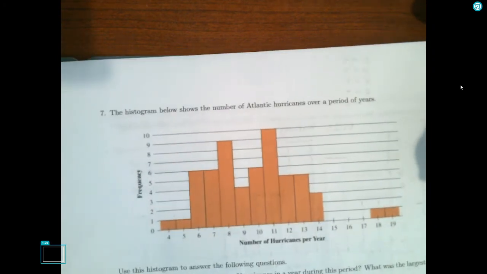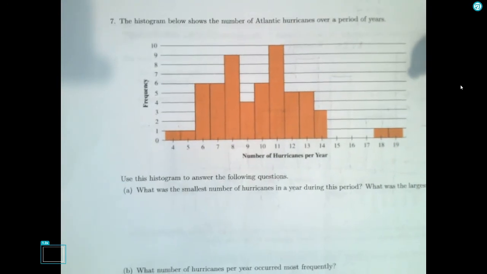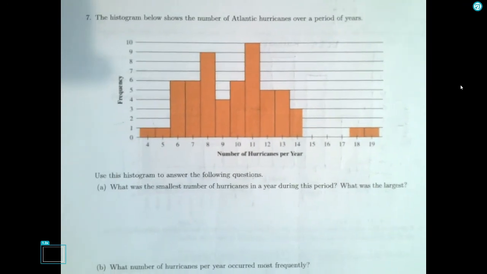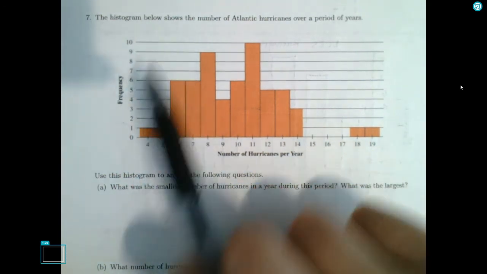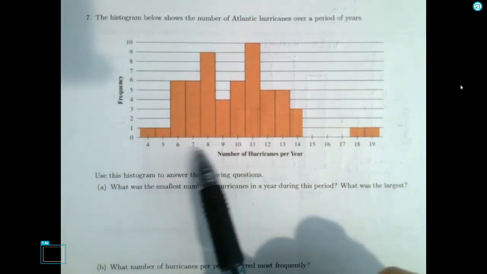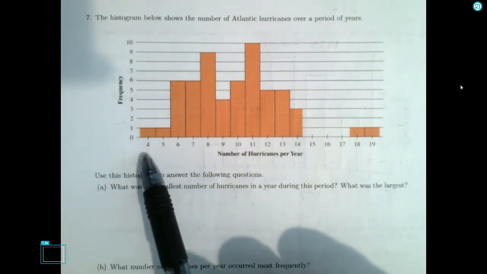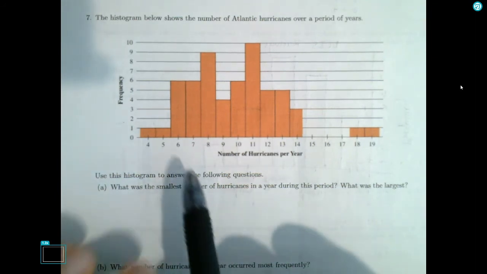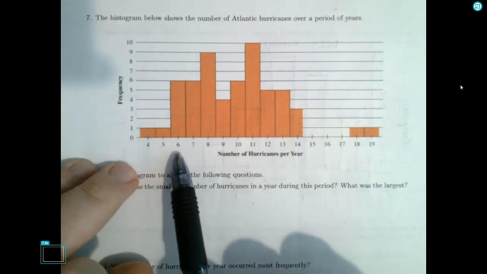Last thing is that we want to be able to use these kinds of graphs to answer questions about stuff. So let's go through this example. It says the histogram below shows the number of Atlantic hurricanes over a period of years. Okay, so let's just take in this histogram for a second. First of all, it is a histogram, not a bar chart, right? Because there's no spaces between the bars.